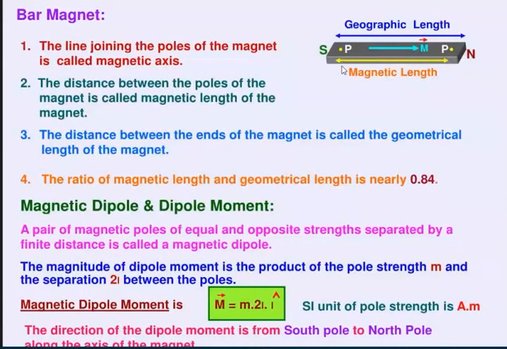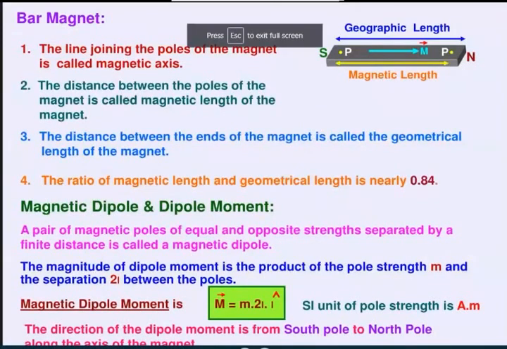Then dipole moment will be expressed as the magnitude of one of the pole strengths, say M, into dipole length L between them. So try to understand here, magnetic dipole and dipole moment is to be determined. A pair of magnetic poles of equal and opposite pole strength separated by a finite distance is called magnetic dipole.